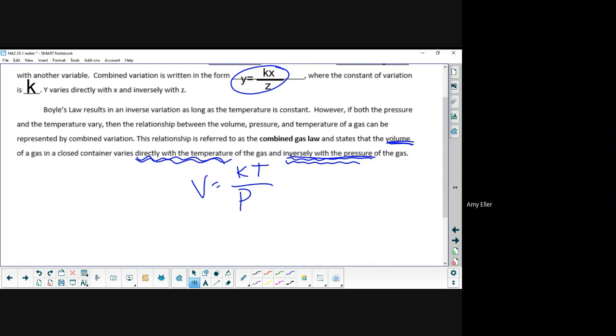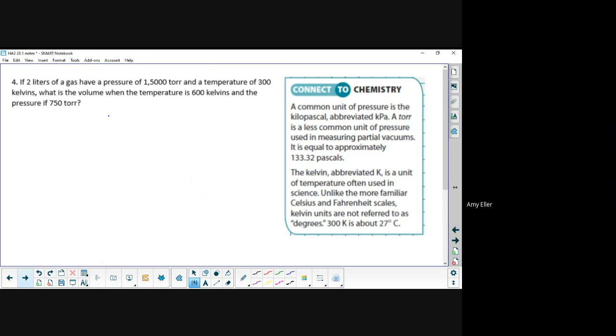I'm going to rewrite this equation at the top of the next page for notes. Go ahead and flip to your next page. Volume equals KT over P. We will do these just like the first page. We will find K, and then we will solve for whatever variable we need.